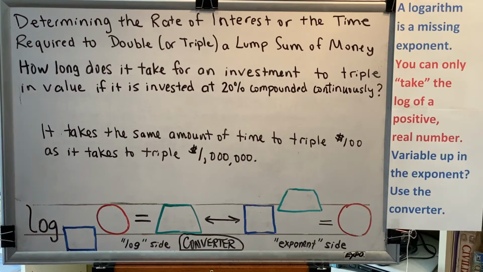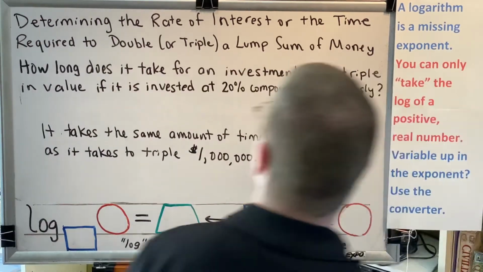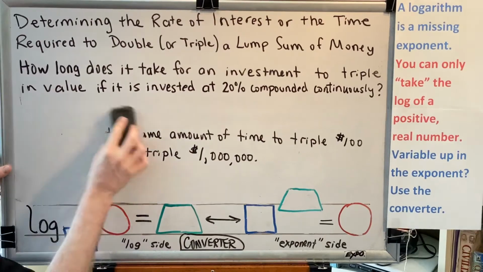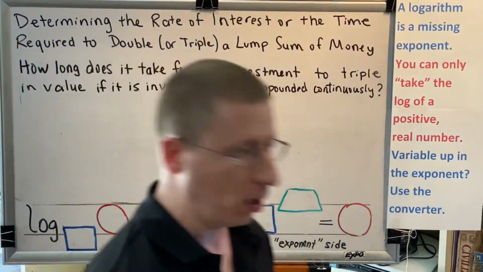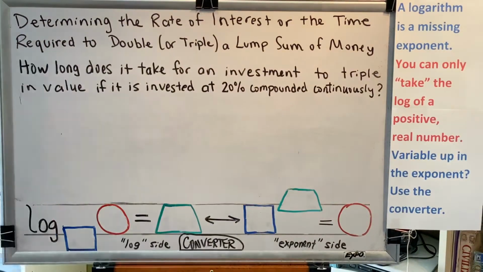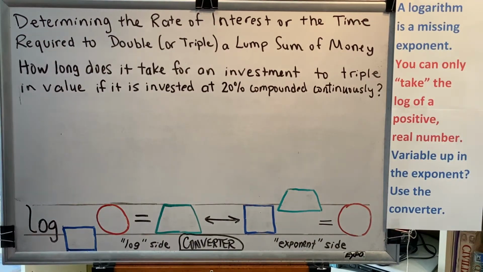And for that reason, you don't have to know how much money is being invested in order to determine how long it would take to triple. You can just make up a number. So we're going to make up a number in this problem. All right, so let's solve it.